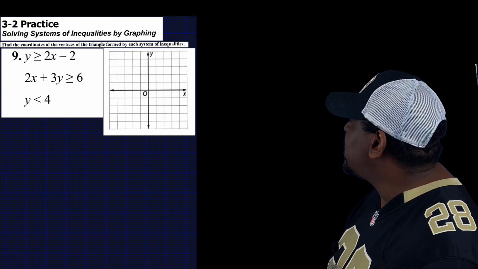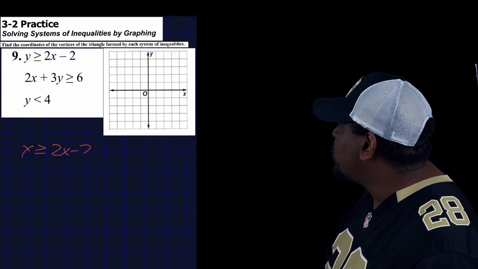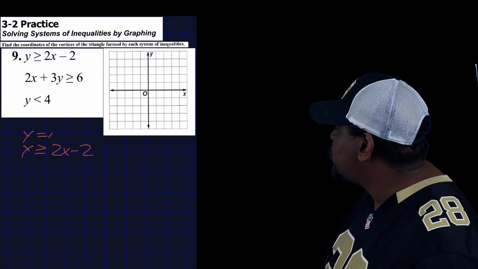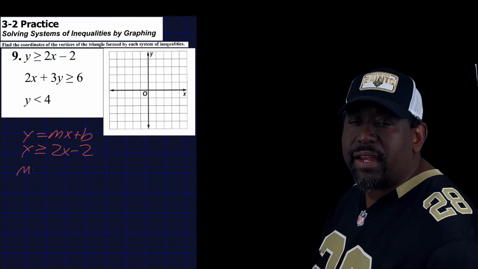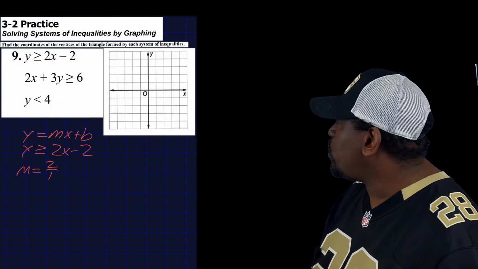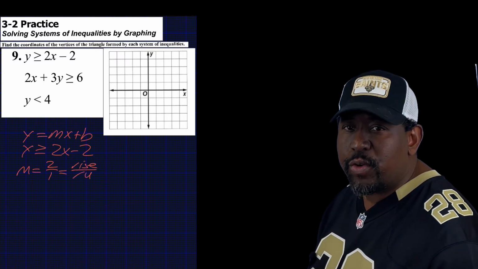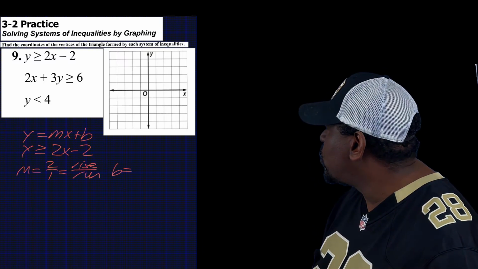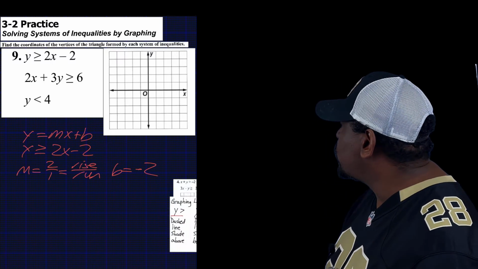So like we did in the last set of problems, we'll start with our first inequality, y greater than or equal to 2x minus 2. We put our slope-intercept form above so we can pull out our slope and y-intercept. In this problem, slope is equal to 2, so we write it as 2 over 1, so we can put it in rise over run form. Our y-intercept is negative 2. So at that point, we can graph what we're doing here.